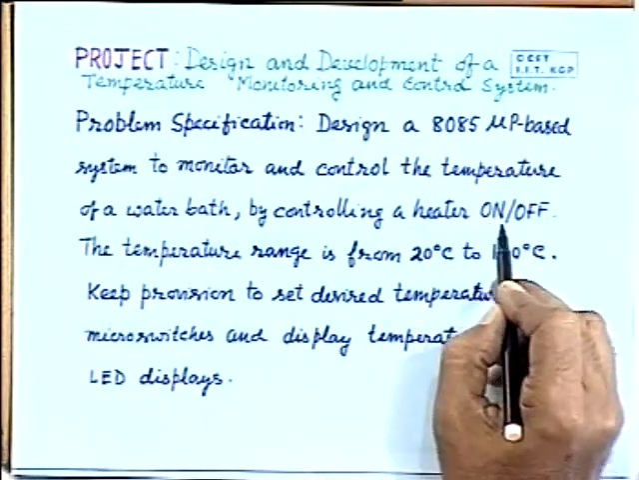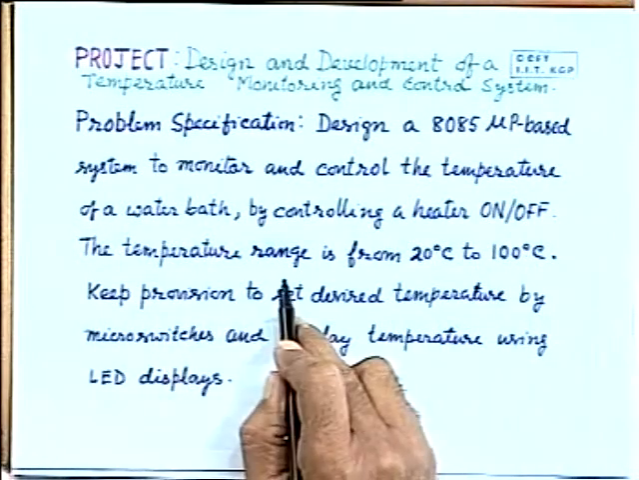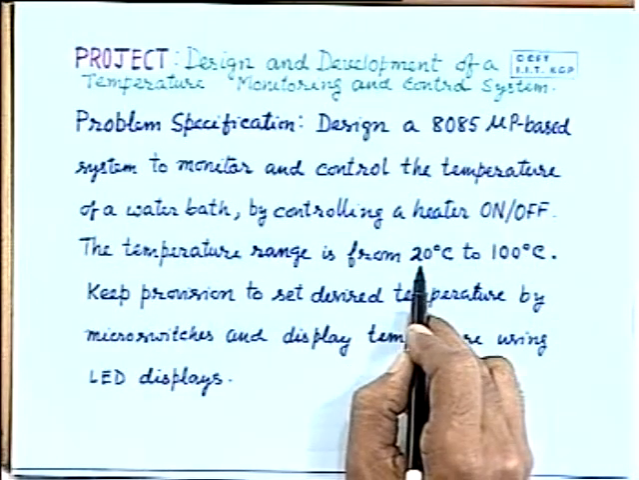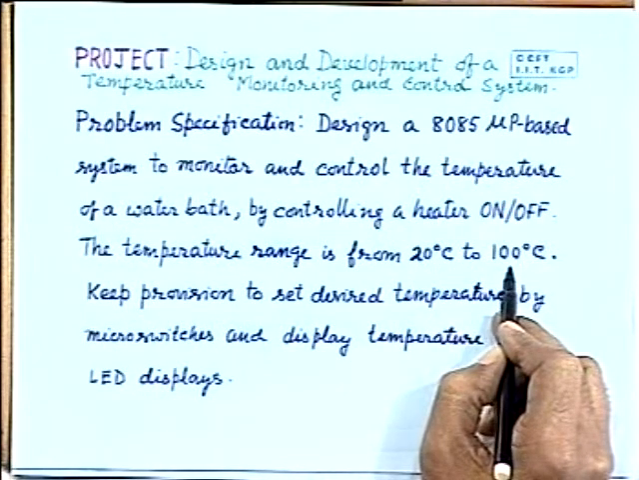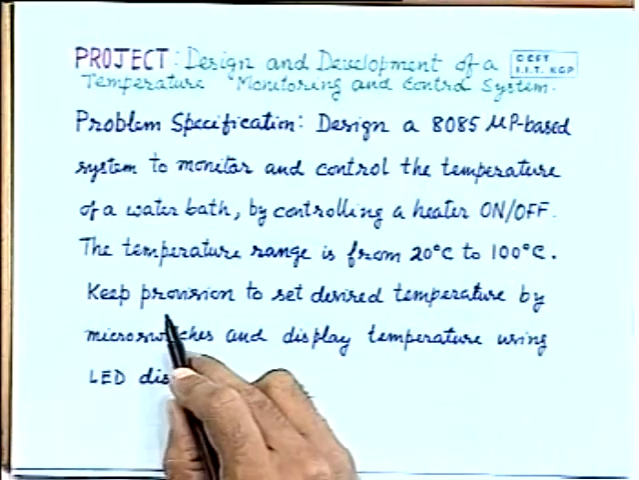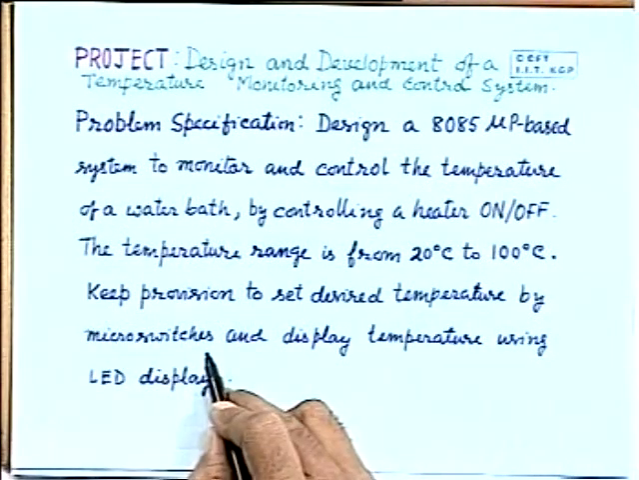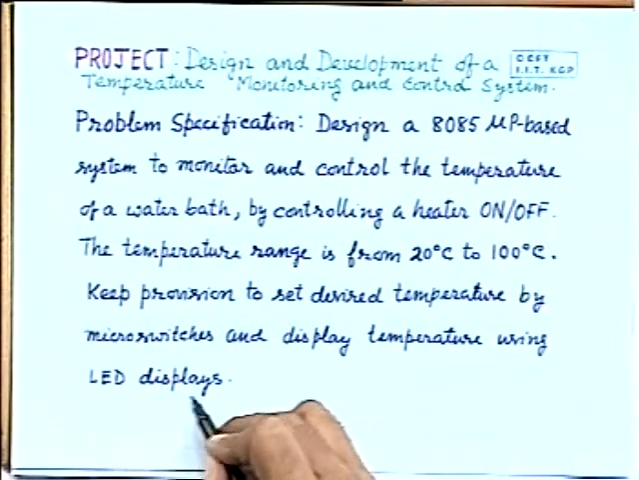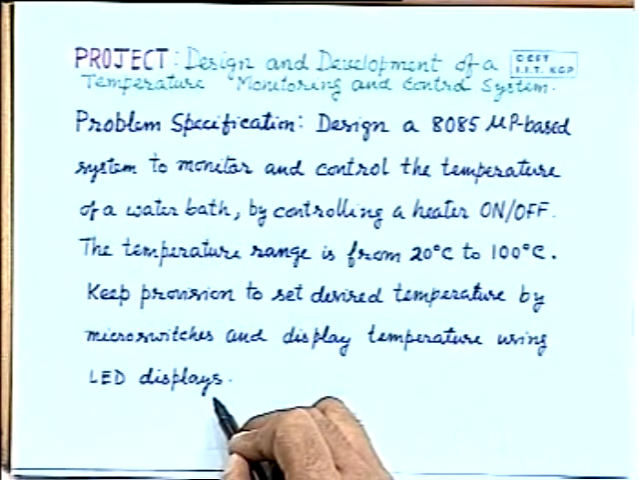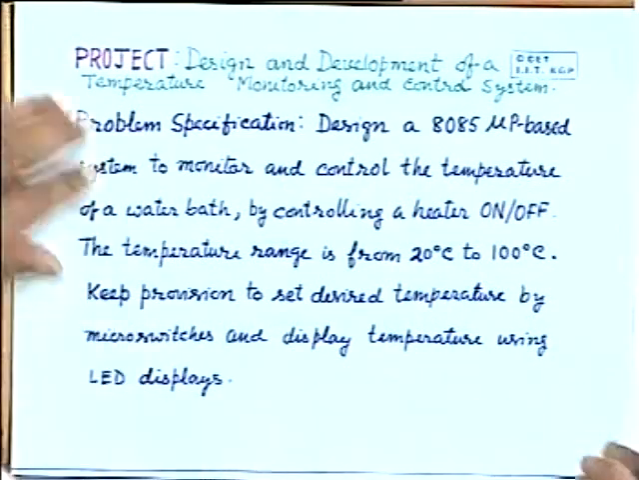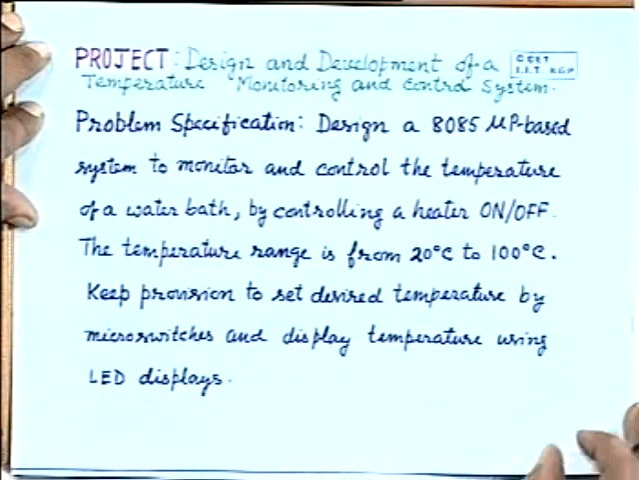You will make it on or off. The temperature range is from 20 degree centigrade to 100 degree centigrade, and you have to keep provision to set the desired temperature by micro switches and display temperature using light emitting diodes, LED displays. So this is your specification of the problem, and based on this specification let us start our system design.